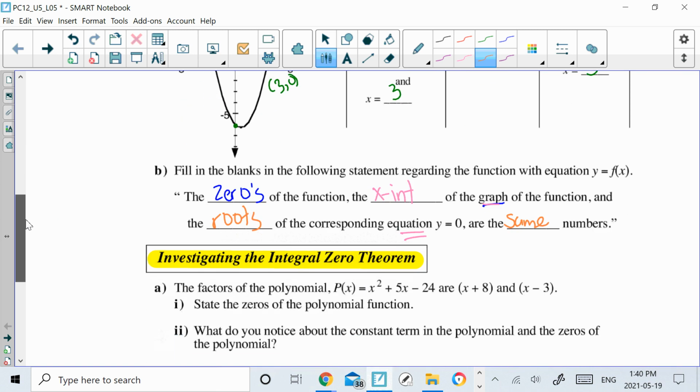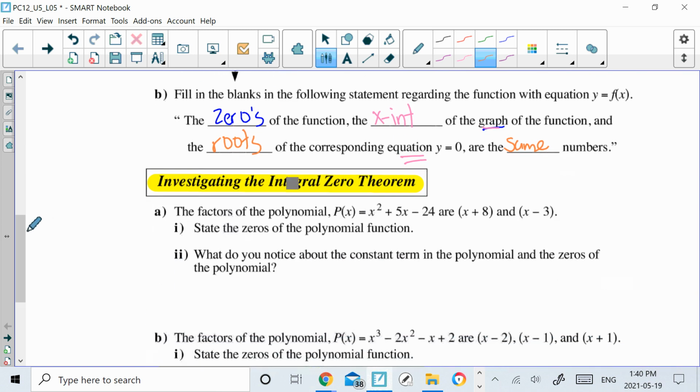Okay. Let's get into this lesson now, which is called the integral zero theorem. So if you want to highlight the integral zero theorem, we will get into that. It gives you a polynomial here, and it's a quadratic. The reason why they're starting with quadratics is because you could factor quadratics from 20-1. So it says the factors of this polynomial function are these two factors here. What are the zeros of the function? Remember, zeros are the same thing as x-intercepts. If this was set equal to 0, one of my zeros would be -8, and the other zero would be 3.